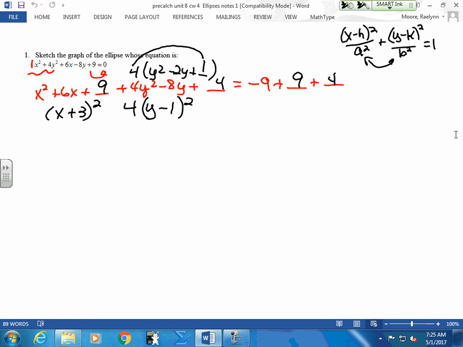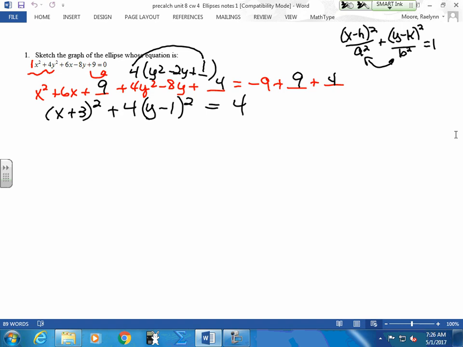Now, all your pieces are there. This will cancel this out. This will be a 4. It can never be equal to a negative. If it's equal to a negative, then we probably have a hyperbola. An ellipse cannot be equal to a negative. Because both of those signs, I should take that back. If both of these signs were negative, then we could divide by a negative. But it can never come out to be a negative.